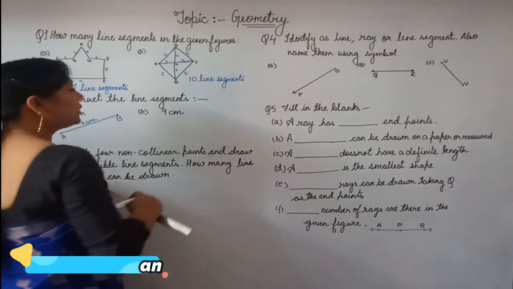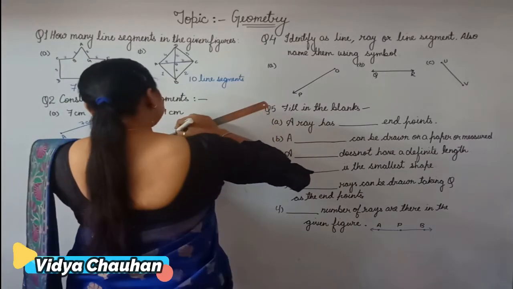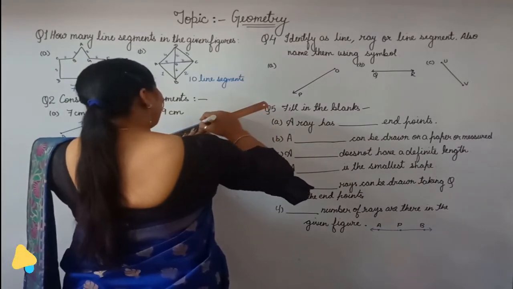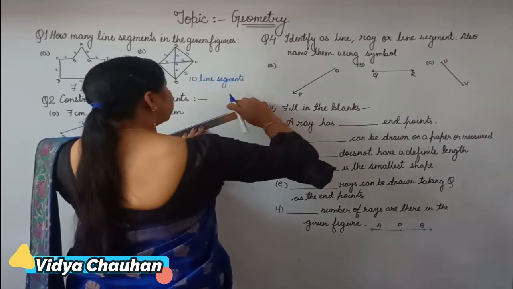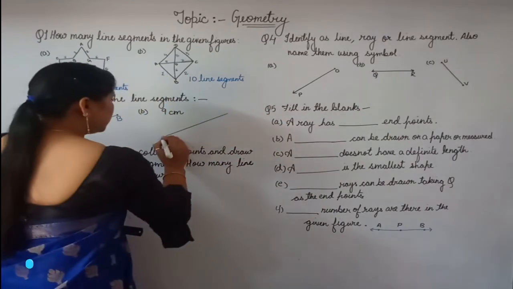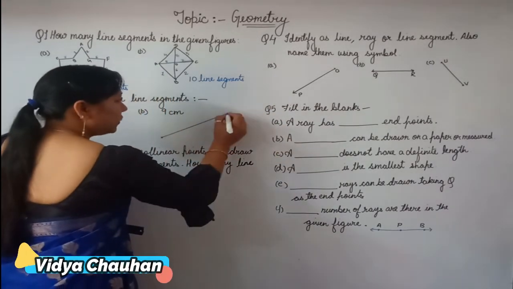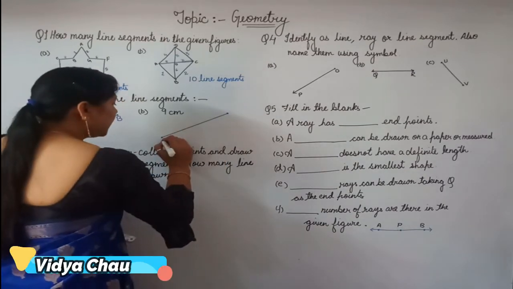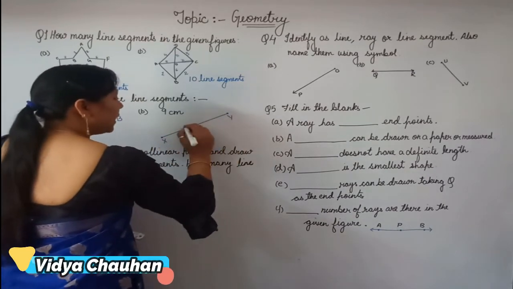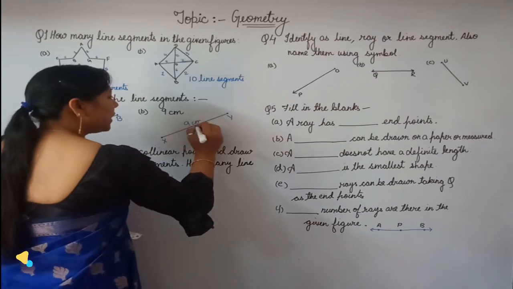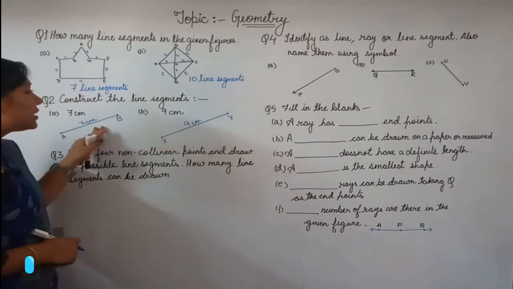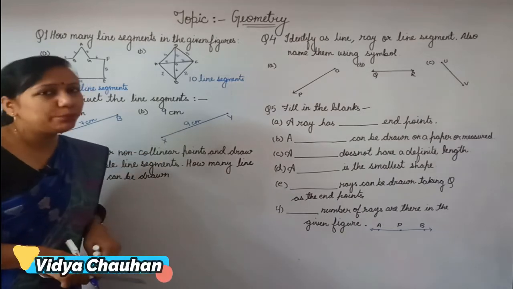Coming to the second one, which is of 9 centimeter, let us draw a line segment using the ruler of 9 centimeter. So this is the line segment, and on both the ends we will put a dot, and let's give it the name XY, and this line segment is of 9 centimeter. So see students, it's so easy to construct a line segment of given measurement.